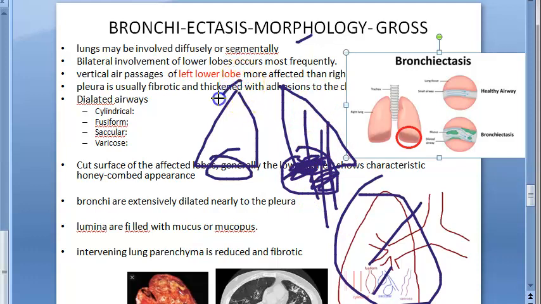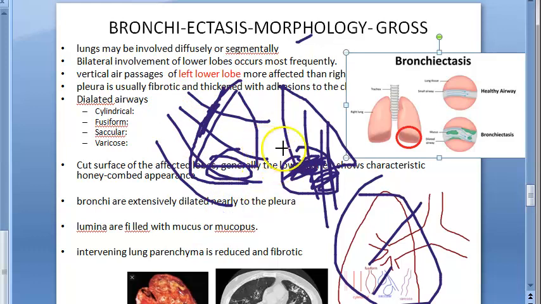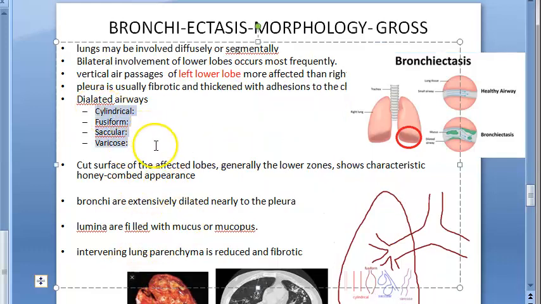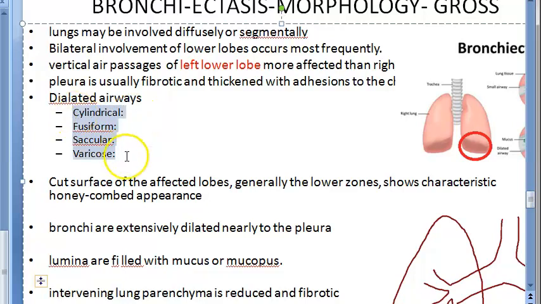Okay. What happens to the pleura? Pleura is fibrotic, so it becomes thick, and it becomes adherent to the chest wall. Now, airways are dilated. We already told you the airways are dilated. So, the dilation of these airways can be either cylindrical, fusiform, saccular, or varicose. There are 4 types here. Cylindrical is most common.